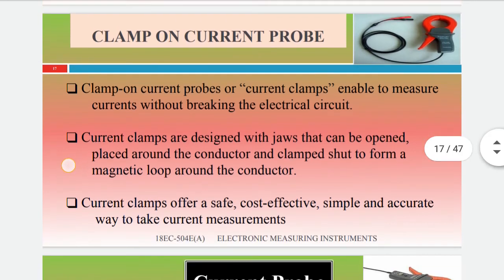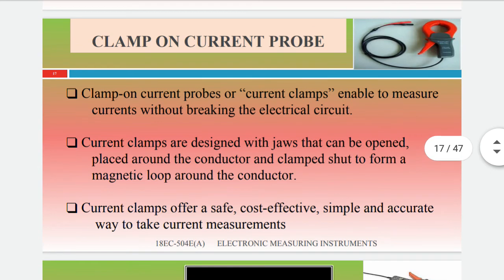The current clamps offer a safe, cost-effective, simple and accurate way to take current measurements. So these are all the advantages of the current clamps, which means that we can take safe measurements by using this current probe, in a simple and accurate way. Accurate way means we can get the accurate value of the current.